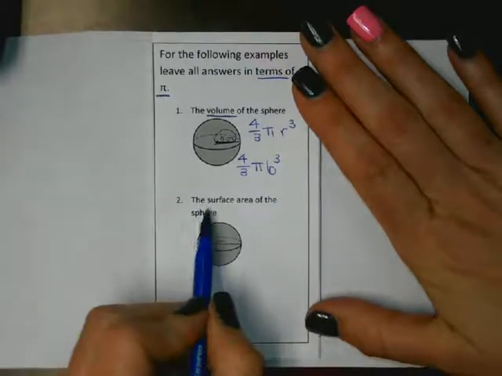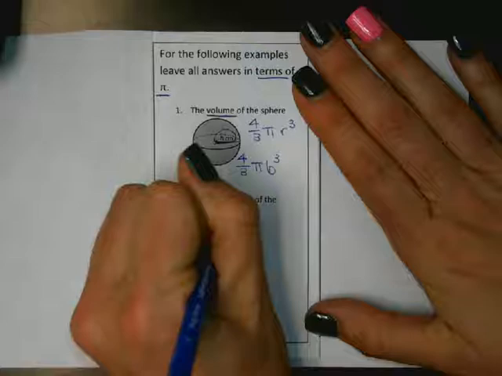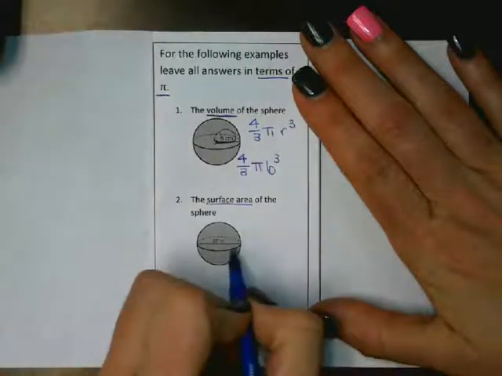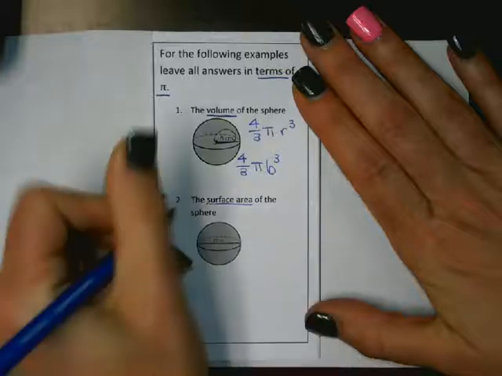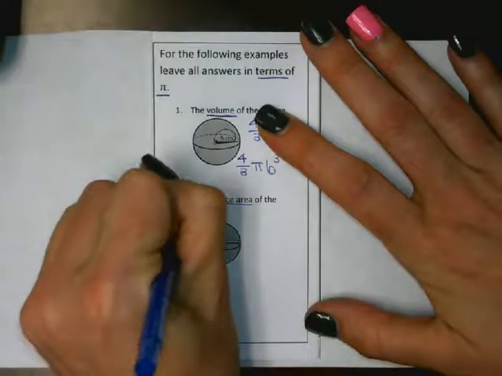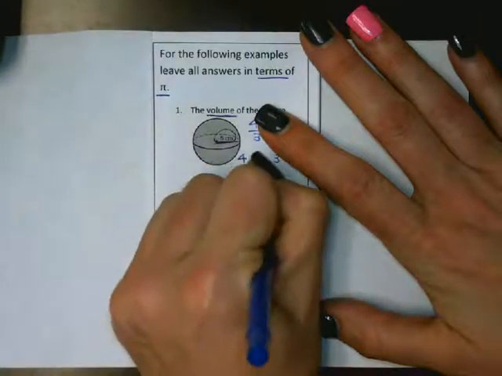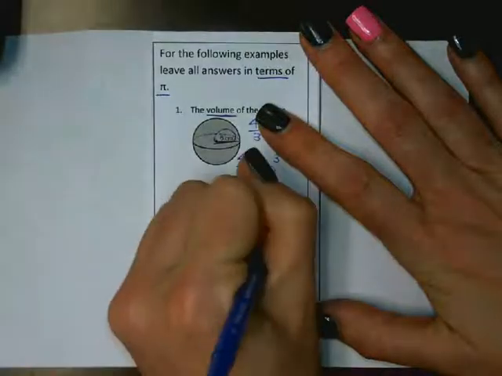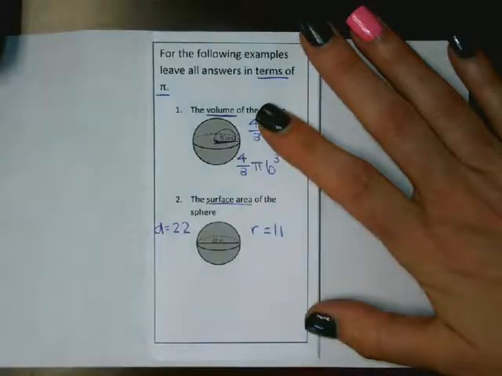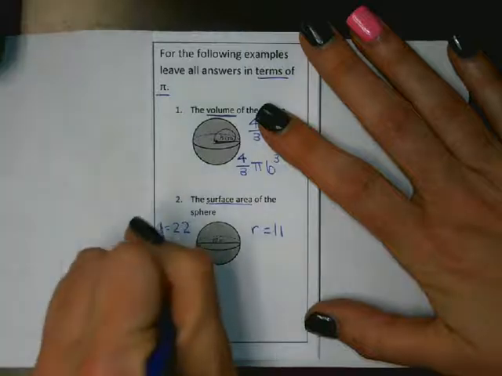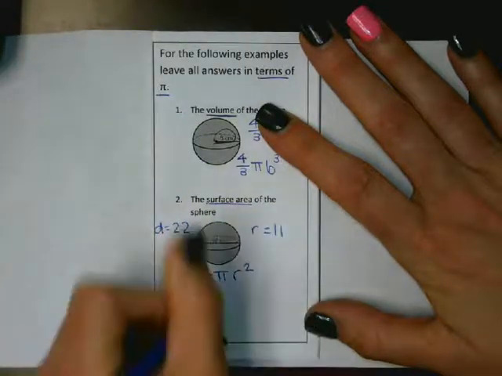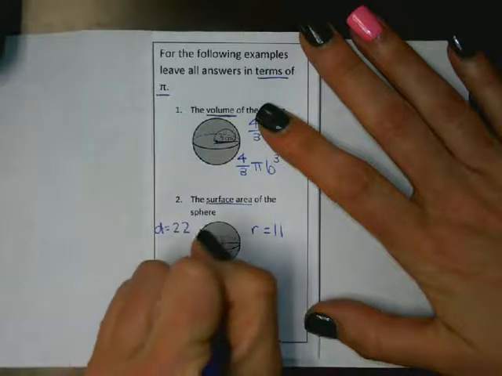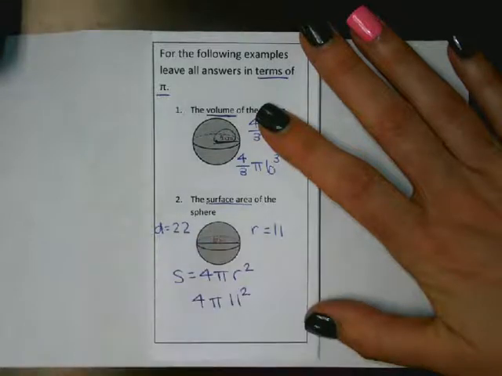All right, the second one says surface area. This time, notice that they don't give us the radius. They give me something else. And that's it. They give me the diameter. So what is my radius? Hopefully you guessed 11. Now I can put it into my formula. Surface area formula is 4 pi r squared. So 4 pi 11 squared. And I'm going to let you finish that one out on your own.